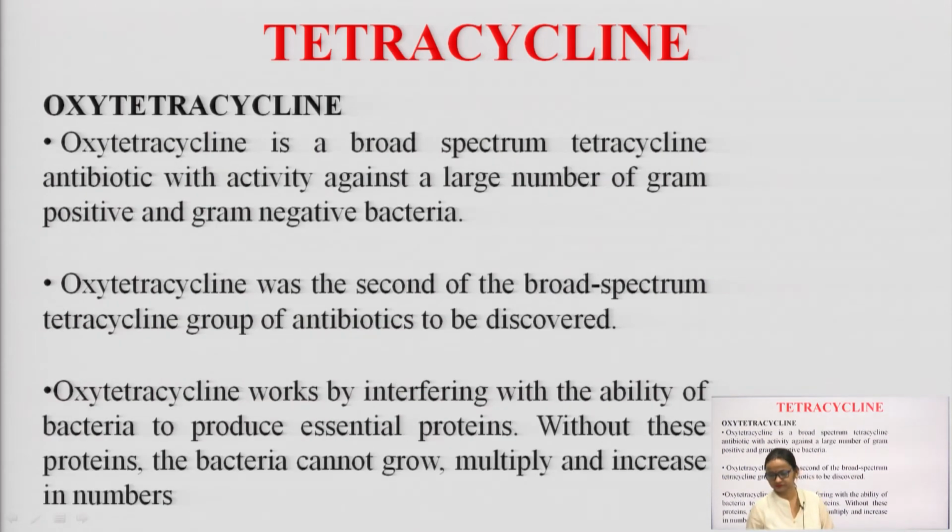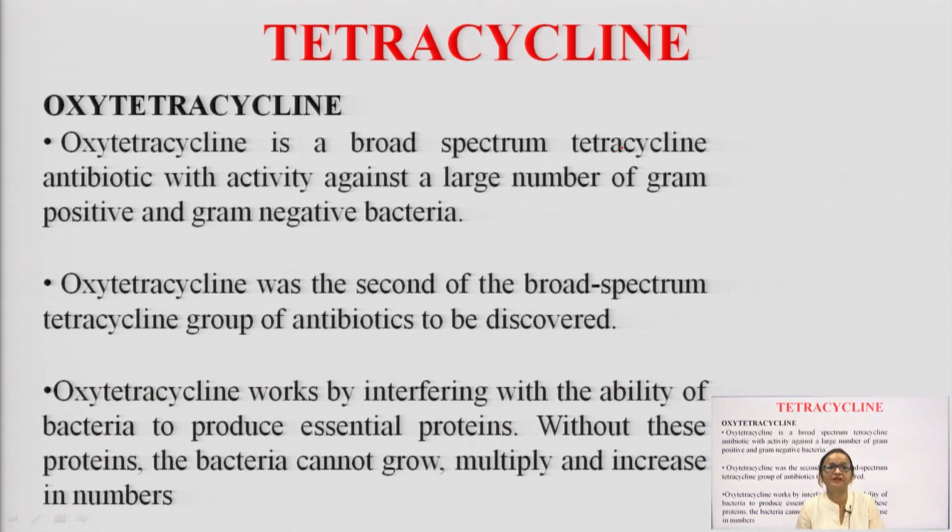Okay. Now, moving towards oxytetracycline. I have told you that tetracycline is natural, chlortetracycline is also natural, and we have seen that tetracycline is a broad spectrum antibiotic. So, oxytetracycline is a broad spectrum tetracycline antibiotic with activity against a large number of gram positive and gram negative bacteria. Broad spectrum means it can be used for cure of both gram positive and gram negative bacteria. It was the second broad spectrum tetracycline group antibiotic to be discovered.